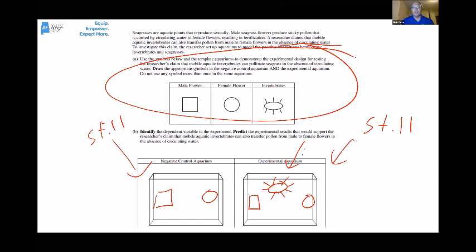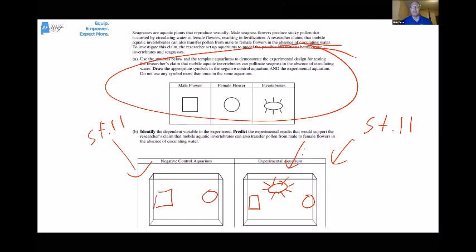Now, realistically, might there be a little bit of pollination in the negative control group? Because that pollen's going to float, right? Even if the water's not circulating, there's still going to be some floating pollen in the water that may make it. So it might be better to say that we expect to see much greater rates of pollination in the experimental group than we see in the negative control group. That would probably be a better way of answering this question. Does that make sense?